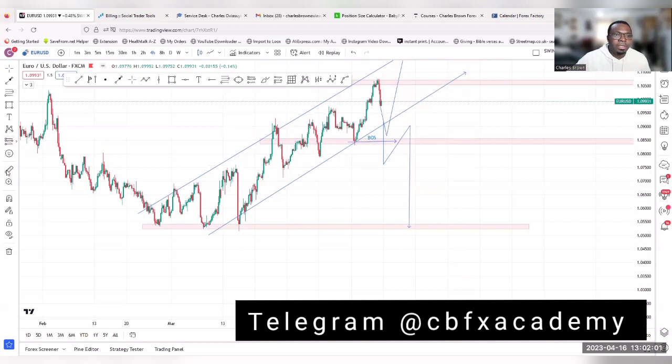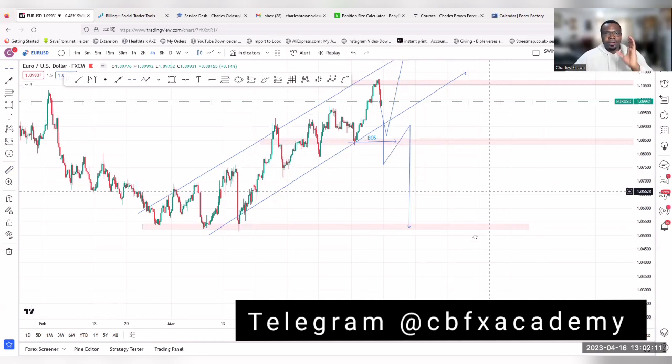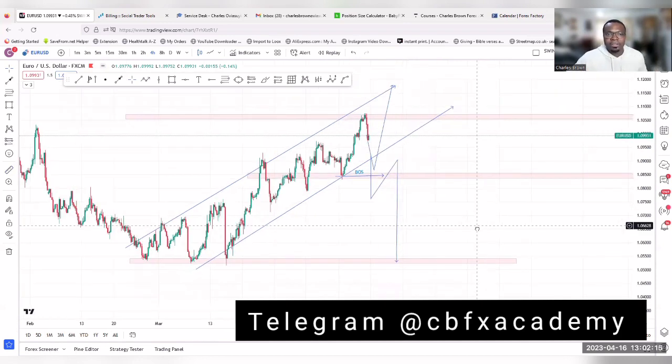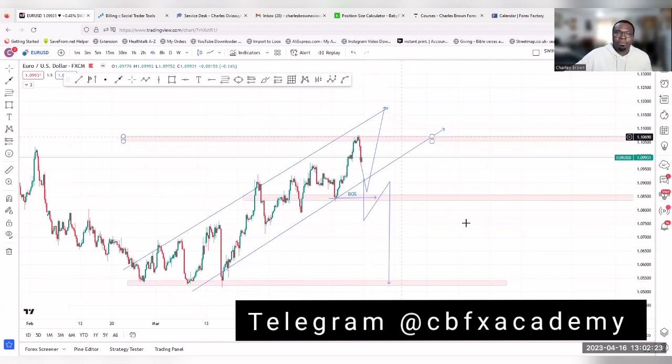So let's see how many pips that will go. I don't know how it's going to pull back, but I'm going to just measure from here to here. That's about 200 pips, 300 pips tops. Great trade for week 16, right? To sell. But if it doesn't happen that way, guys, mind you, we're going to look for more buys. If the market doesn't come down, we're looking for more buys.